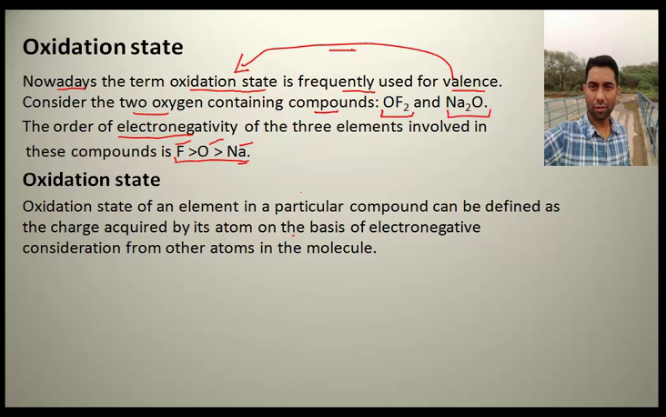Now what will be the oxidation state? We have to relate oxygen difluoride, OF2. In this case fluorine and oxygen are there. Oxygen has 6 electrons in its valence shell. This can be shown by the Lewis dot structure like this. Fluorine has 7 electrons, right?